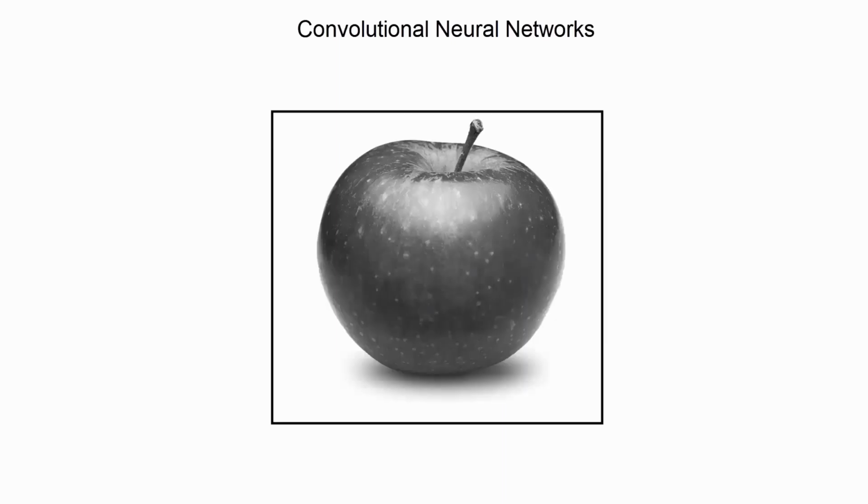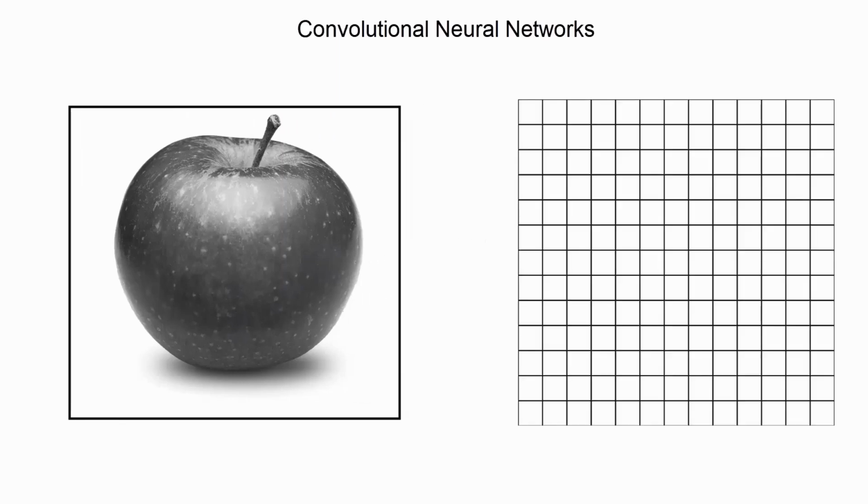So let's take, for example, a grayscale image of our apple. This image consists of pixels, each represented by a number that ranges from 0 to 255, with 0 representing black and 255 representing white. So the apple images in our dataset are 100 by 100 pixels, which means our image can be represented by a 100 by 100 matrix.